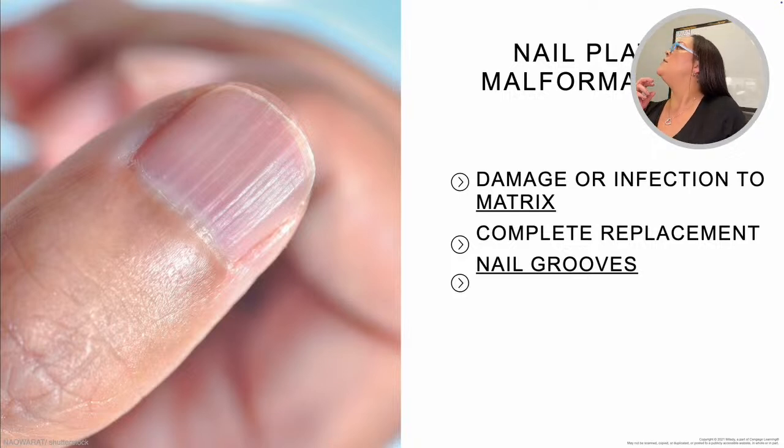Now, this is a nail plate malformation, okay? This is direct. Remember what I said about my nail being malformed because of the matrix? Well, in this case, this client has what's known as nail grooves, okay? Nail grooves. First of all, let me backtrack. How long does it take for a nail to grow from the root to the tip, from the bottom to the tip, from the matrix to the free edge? How long? A fingernail. 6 to 12 weeks. What'd you say? 6 to 12 weeks?